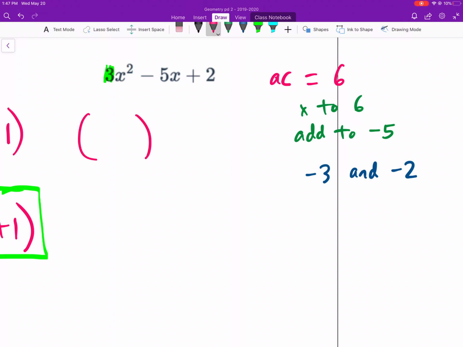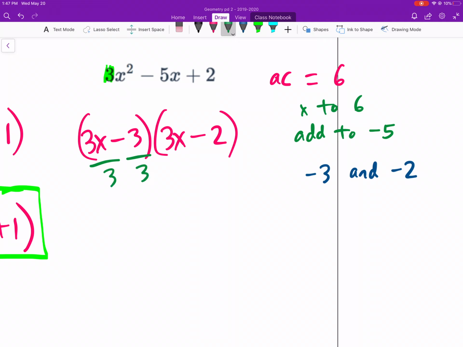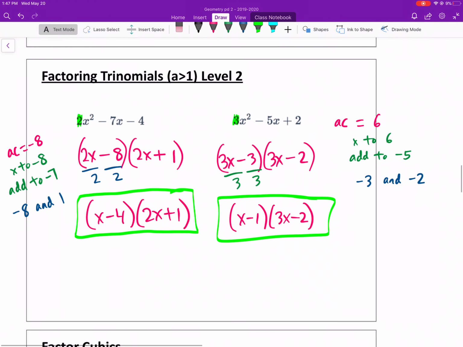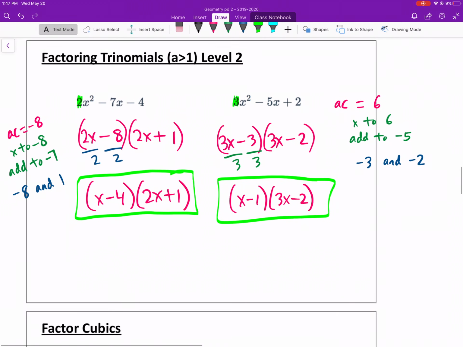So your parentheses will have negative 3 and negative 2. In front we throw 3x. We can divide here. Both of these can get divided by 3. The next factor, 3x minus 2, you can't divide anything. This would be x minus 1 and 3x minus 2. And we are done. Such a great way to factor these types of questions.